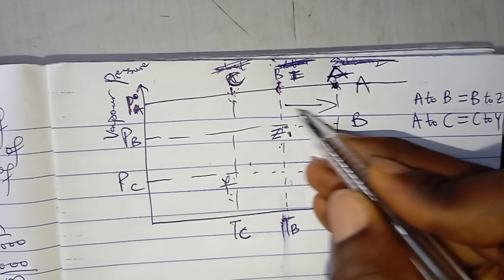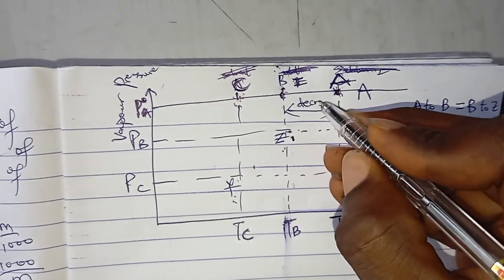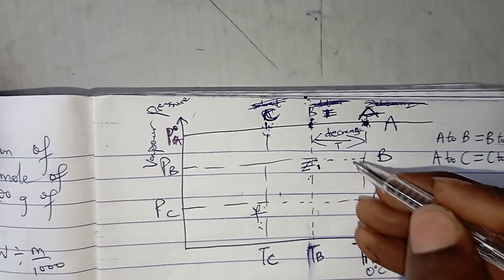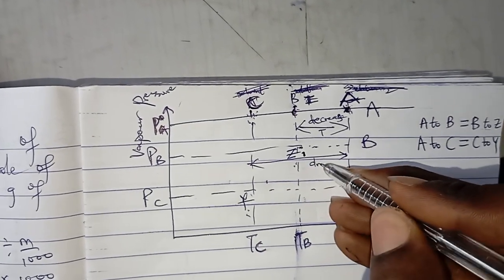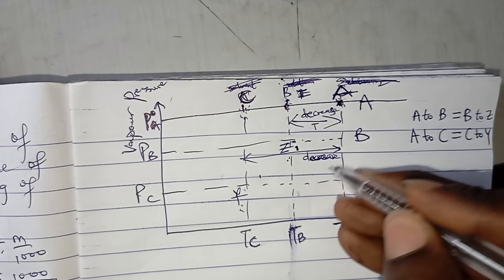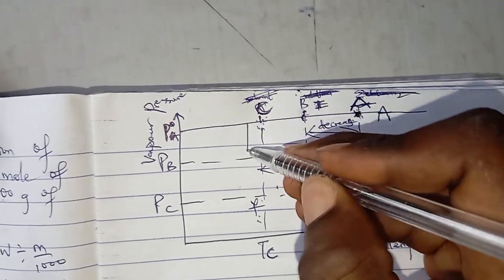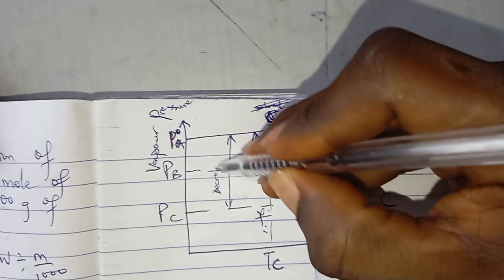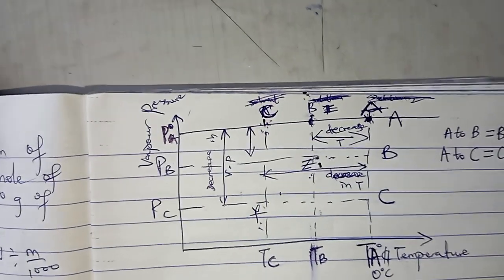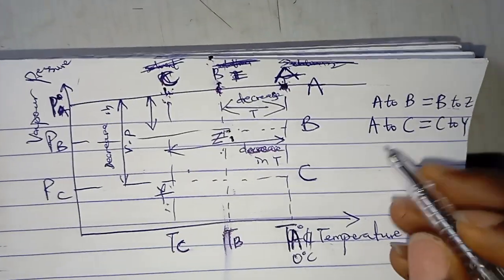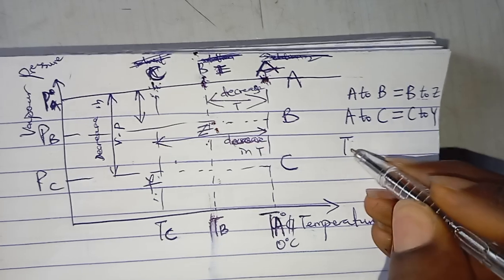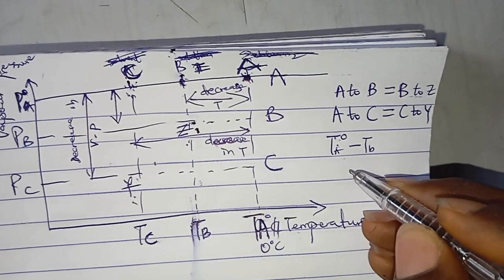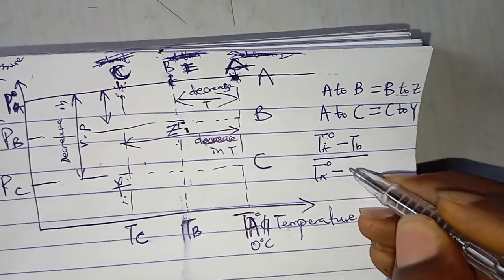Which means that from this point to this point is a decrease in temperature, and also from this end to this end is a decrease in temperature, while from this end to this end is a decrease in vapor pressure. So we can very well see that A to B is the same thing as saying TA naught minus TB all over TA naught minus TC.